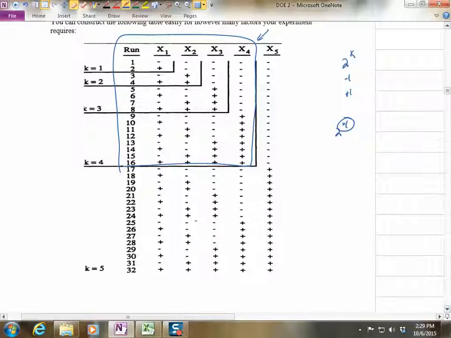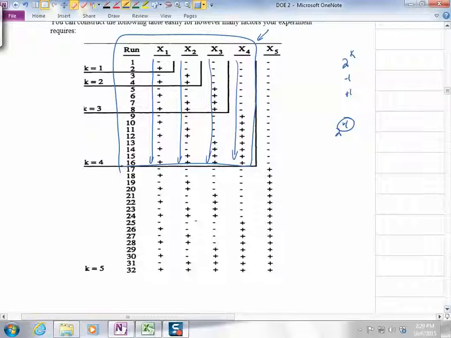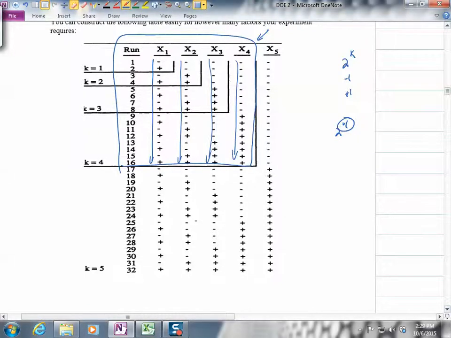And how do you keep track to make sure you got all of them? You just start alternating -1, +1 in this column. Then you do 2 minuses, 2 plus, then 4, then 8. You keep doing that, and that's a methodical way and the standard way of getting these 2 to the k designs written down. Does that make sense?